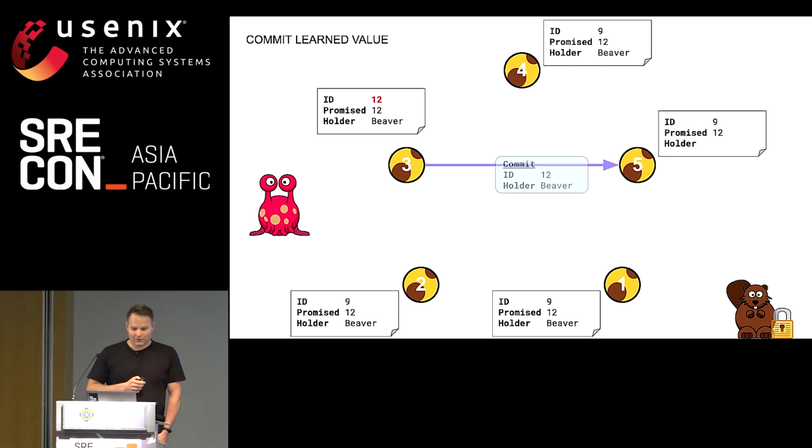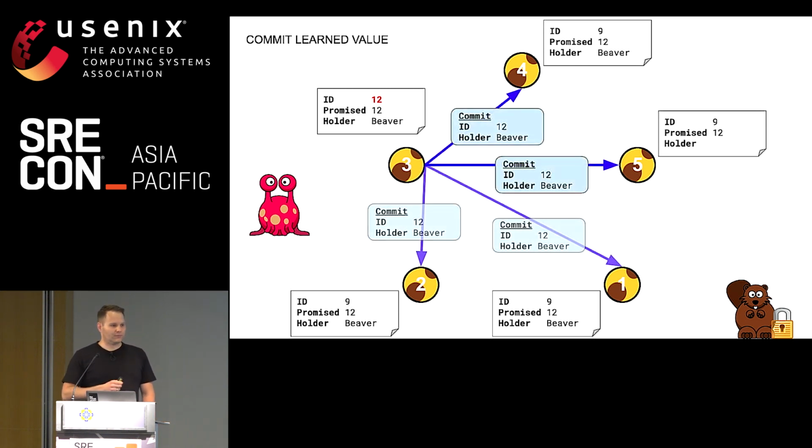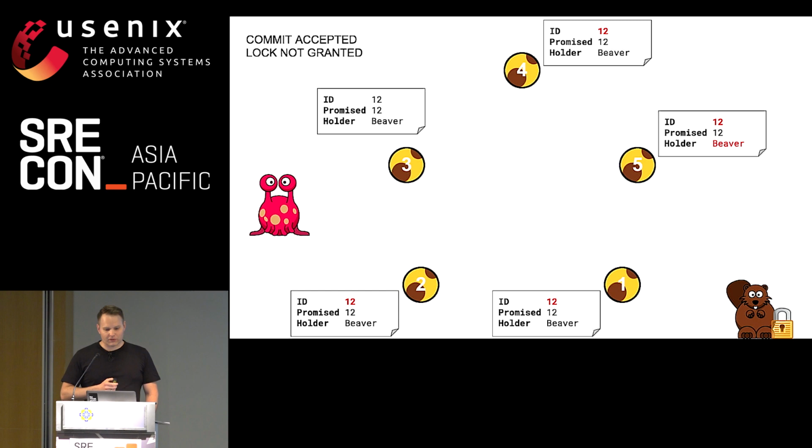And then the instance commits the learned value, not the alien that initially was requested, but the learned value, which is Beaver. And that brings everyone in the same state again. Now the full Quorum thinks we are at run number 12 and the holder of the lock should be Beaver, which is true.